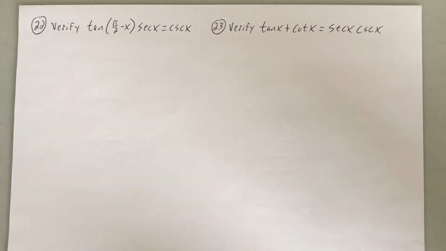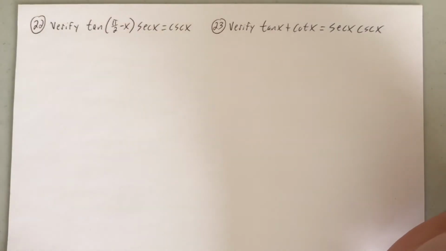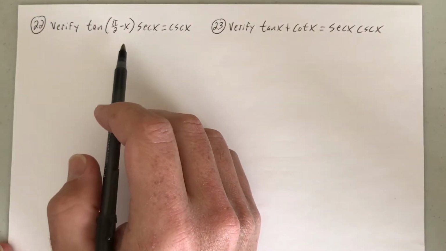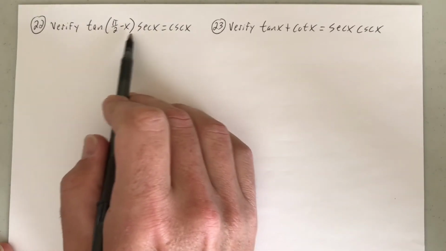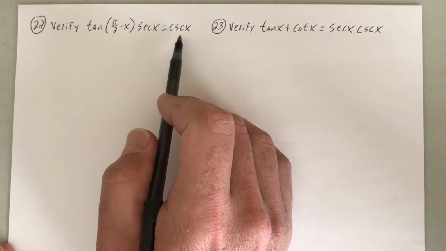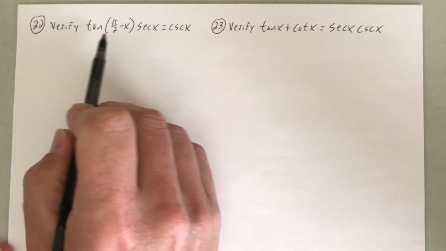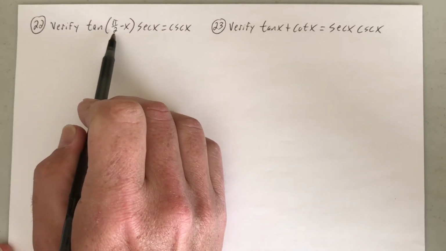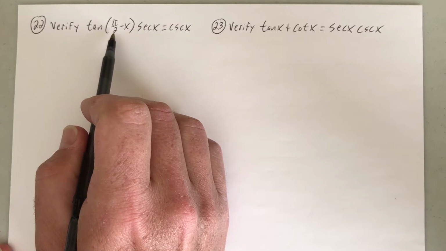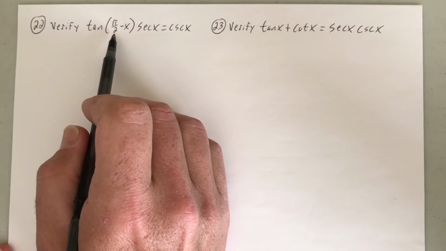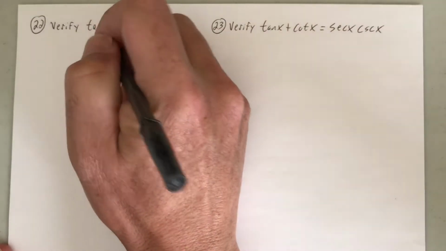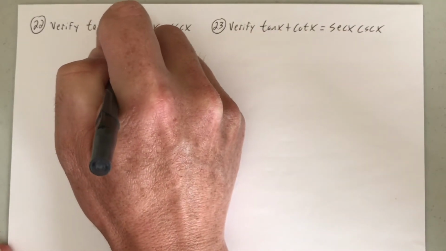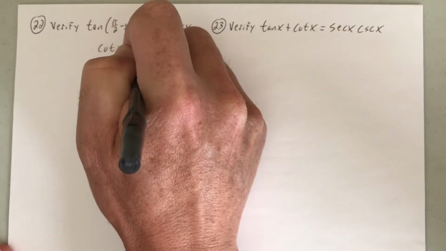All right, so we've got 22 and 23 here. Looking at 22, we want to verify that this is equal to cosecant x. So I'm probably going to work this side, obviously, because the right side is just cosecant x. Looking at the tan of pi over 2 minus x, I'm thinking cofunction identity here. Tan of pi over 2 minus x is equal to cotangent. So I'm going to go ahead and replace that with that identity.